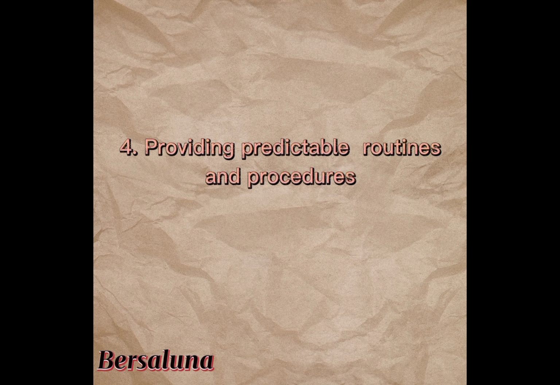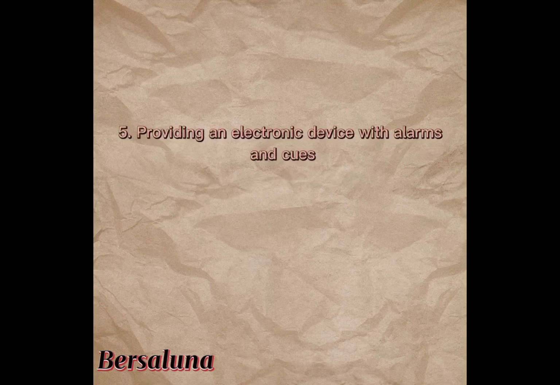Number 5, providing an electronic device with alarms and cues. Electronic devices should be used in school because they can be used in an emergency, increase students' organization, and for educational purposes. To begin with, cell phones are needed in school because a student can have an emergency.